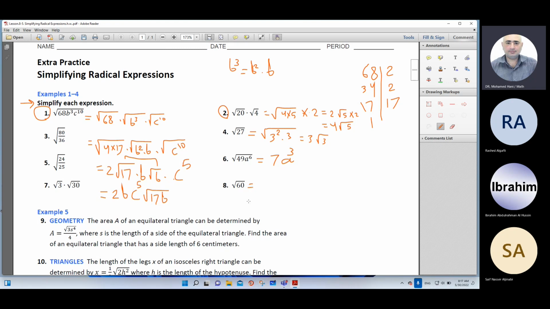How to simplify square root of 60? You can write 60 as 4 times 15. What is the square root of 4? 2. And put 15 under the square root, because you don't have a number multiplied by itself that equals 15.